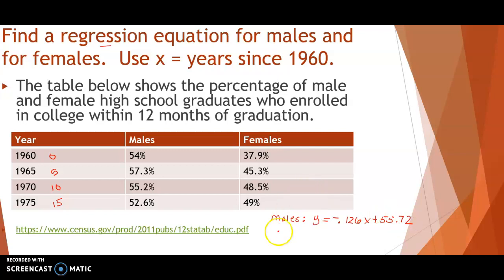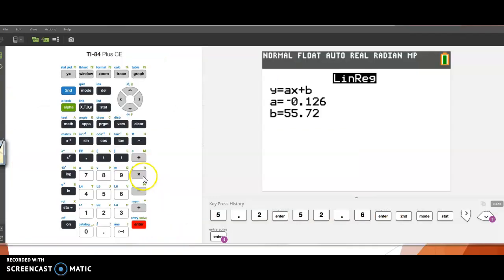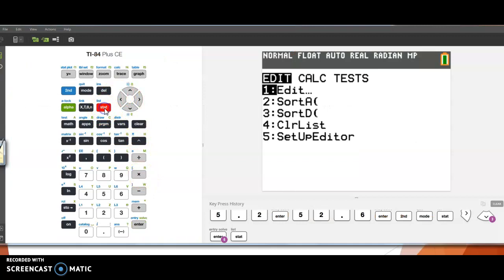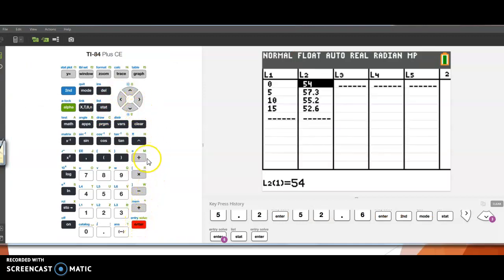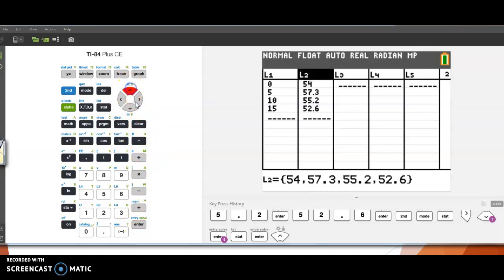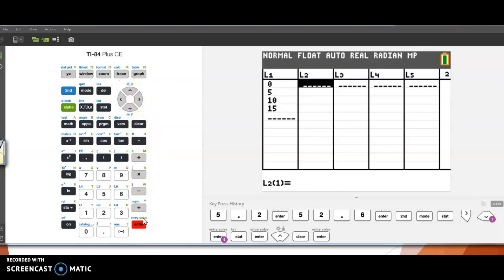So now we're to repeat and find a formula for the females. And so we need to go back into our calculator, and we need to change the y data to the percentages that we have here for the females. So in my calculator, I go to Stat, I hit enter to edit, and I want to clear out list 2. My list 1 stays the same, so I don't actually have to clear that.